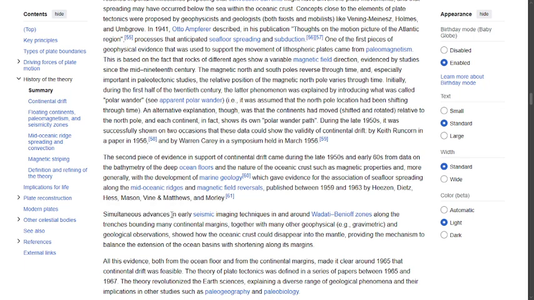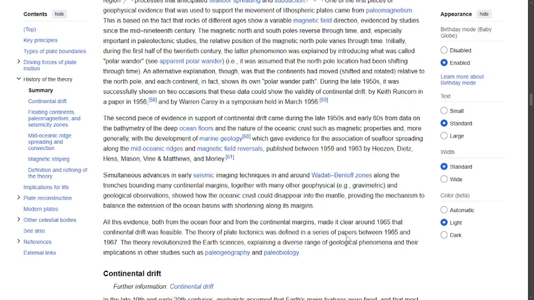Simultaneous advances in early seismic imaging in and around these zones along trenches bounding continental margins, together with many other geophysical and geological observations, showed how oceanic crust could disappear into the mantle. Oh, okay, hold on. Okay. So subduction was one of the reasons we knew about drift. Mechanisms to balance the extension.